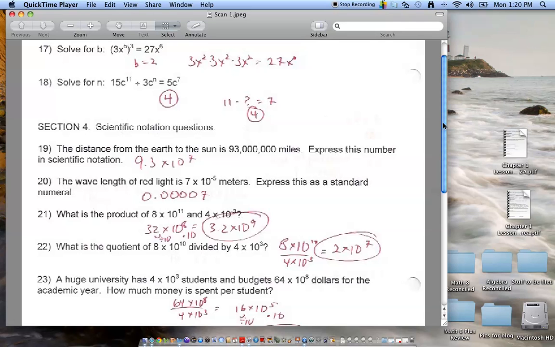17, 18, 19, 20. Take a look, see what you think.